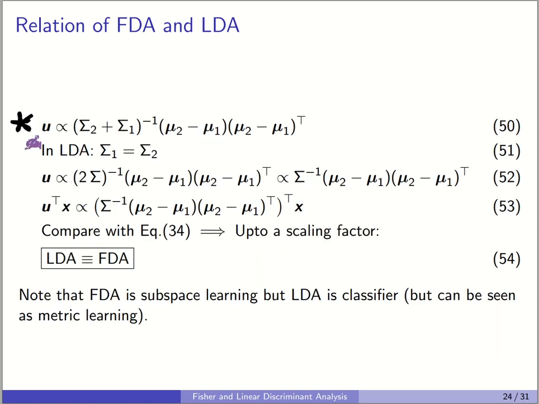In LDA we said that mu1 and mu2 are assumed to be equal, therefore we can write it. This is simple. Equation 50 is simplified to equation 52, and we can say that U transpose X, this was U, so U transpose X will be this transpose X. And now compare equation 53 with equation 34.